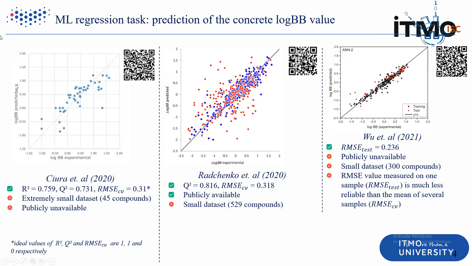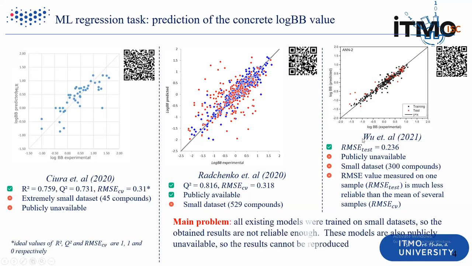So then I would just skip this information, because anyway, we cannot really comment on the results due to the unavailability of their data. And again, the main problem is that all the existing models were trained on a small data set, so the obtained results are not reliable enough. These models are also publicly unavailable, so the results cannot be reproduced.